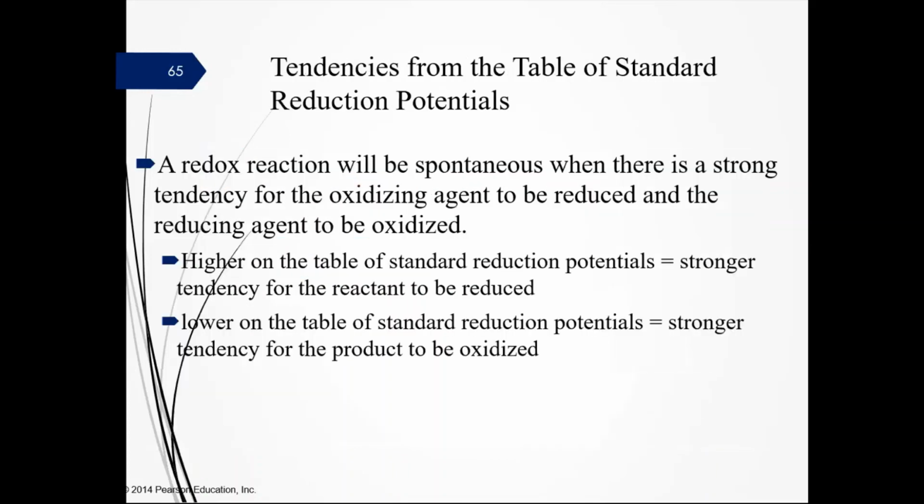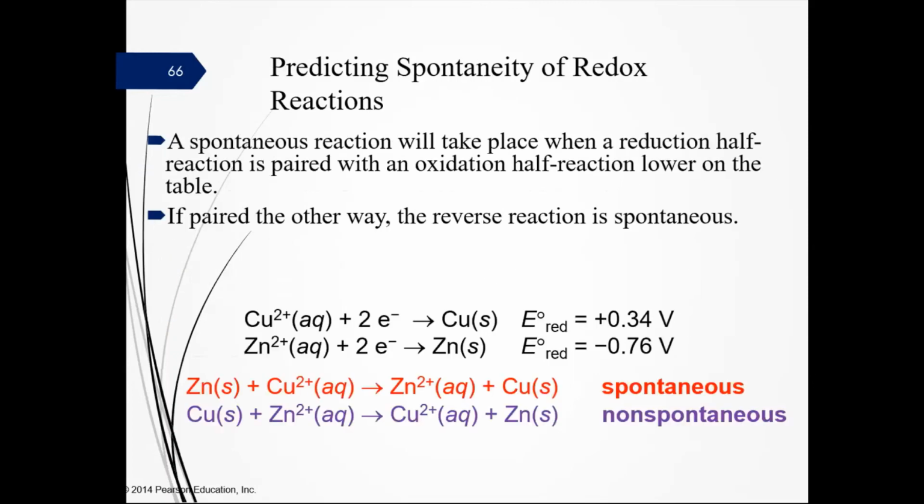So a redox reaction will be spontaneous when there's a strong tendency for the oxidizing agent to be reduced and the reducing agent to be oxidized. It means that if they're lined up to go in the correct path, right? Now, the higher on the table of the standard reductions, the stronger tendency to be reduced, right? So the more positive that one was for your reduction process, then the preferred one that's going to be. Now, I feel like this is easier with some numbers. So let's look at our copper and our zinc.